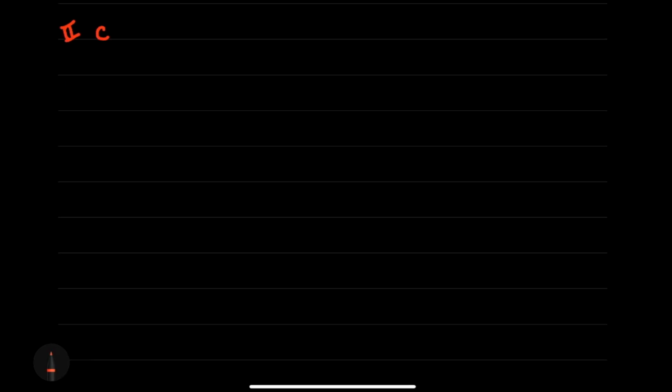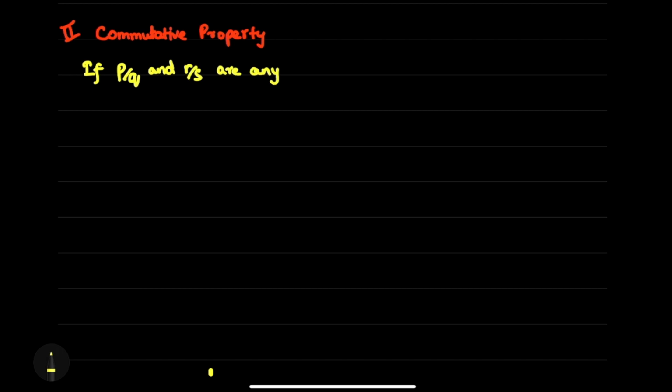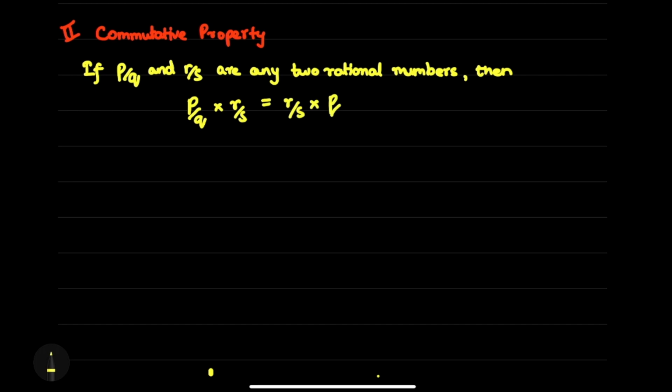Next up is the commutative property of multiplication of two rational numbers. So if p by q and r by s are two rational numbers, then p by q into r by s is equal to r by s into p by q. Let's understand this through a very quick example of minus 4 by 7 and minus 8 by 5.